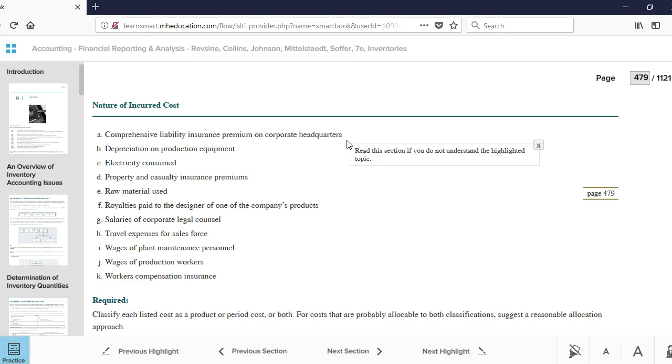Letter B, depreciation on production equipment. Hopefully, you're realizing the word production there means something. Because this is depreciation on equipment used to make the products, farm machinery, it would be a product cost. And if it's a product cost, all of that depreciation goes through work in process and becomes a part of the cost of the finished good that we manufacture, and turns into expense when we sell the finished good to whoever we sell it to.